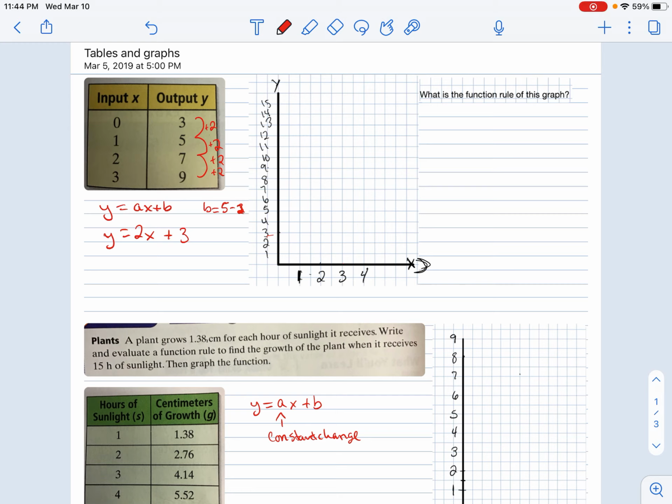Okay. So now when we graph this, you can do it two ways. One, you can graph the coordinate points. So at 0, it is 3. So you go put a point here. And then when you're at 1, you're at 5. When you're at 2, you're at 7. When you're at 3, you're at 9. Okay, so you've plotted the points, and now all you do is connect them.